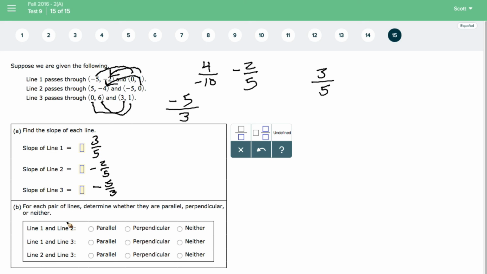So let's look at line 1 and line 2. Line 1 is 3 over 5, and line 2 is negative 2 over 5. They're not the same numbers. They have to be the same numbers to be either one of those, so they're neither. Line 1 and line 3, 3/5, 5/3, one's positive, one's negative. They're flipped and they're switched, which makes them perpendicular. Line 2 and line 3, again, not the same numbers, so they're neither.